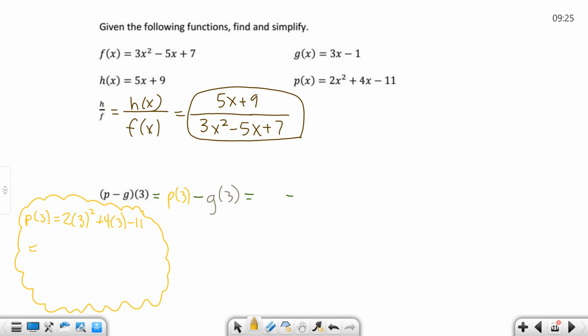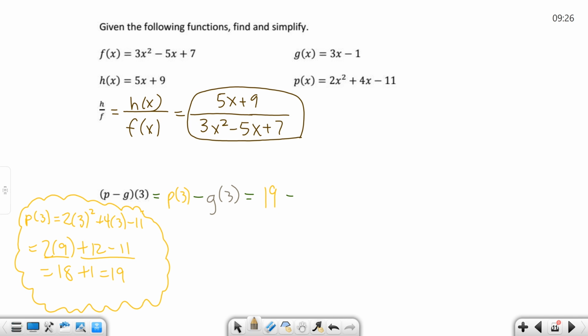So then here, this is going to be 2 times 9 plus 12 minus 11. This is going to be 18, right, when you do that. And then that's going to be plus 1. That's going to be 19. So this is going to be 19. And then I have minus whatever g of 3 happens to be, okay?